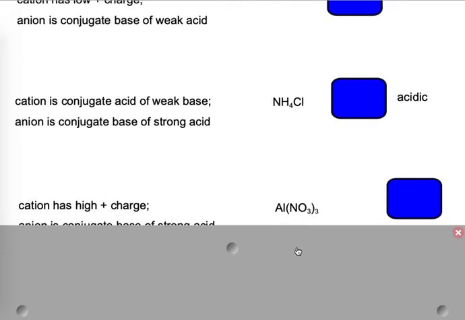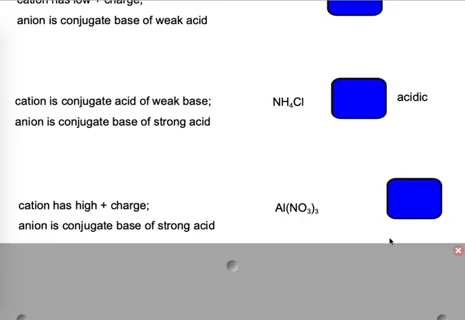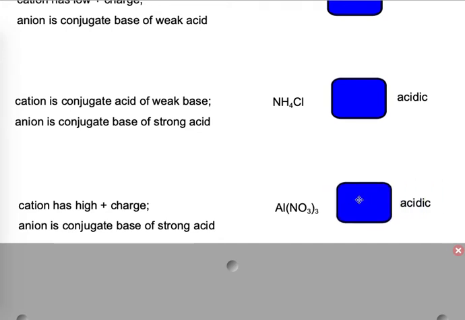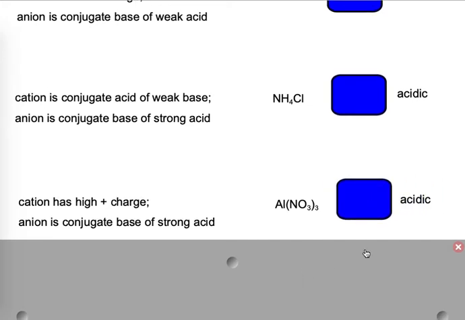If the cation has a high positive charge and the anion is the conjugate base of a strong acid, the anion is not going to contribute to the acidity or basicity, but that will be an acidic solution because of the high positive charge, in this case, on the aluminum 3 plus cation.